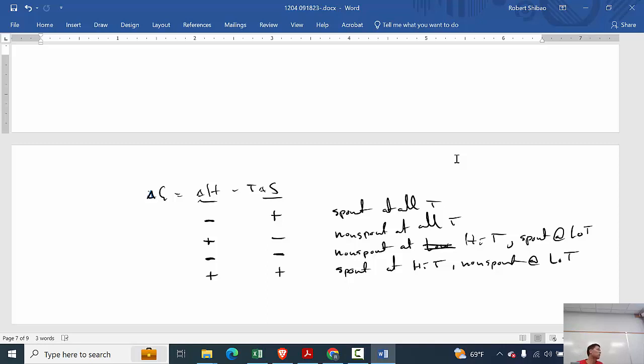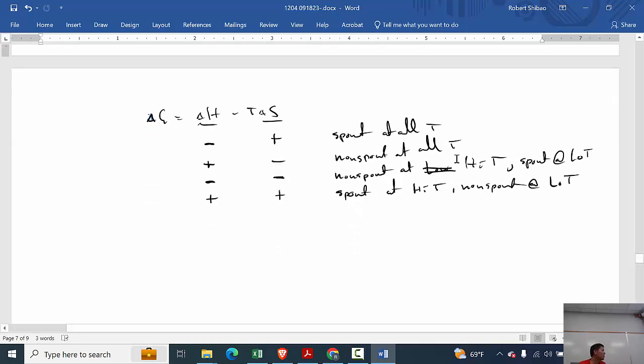Let's do two quick examples of this, and we're going to adjust the temperature to see at what temperature this switches over. So we know that the combustion of methane is spontaneous.